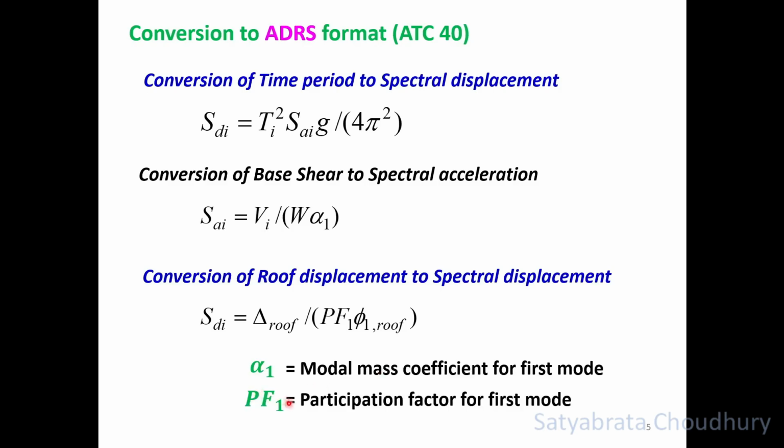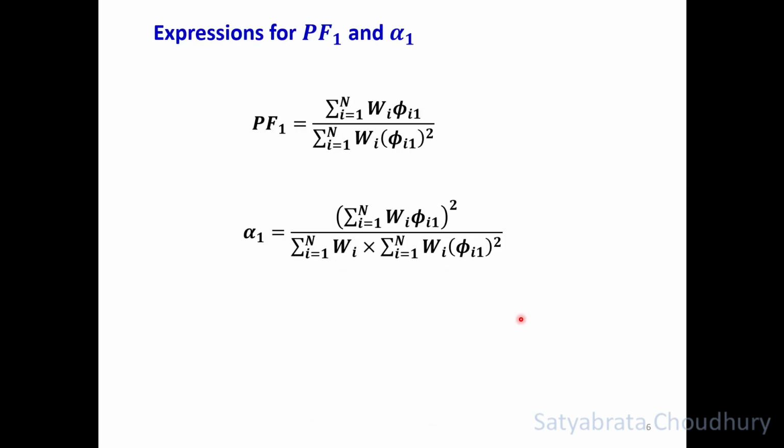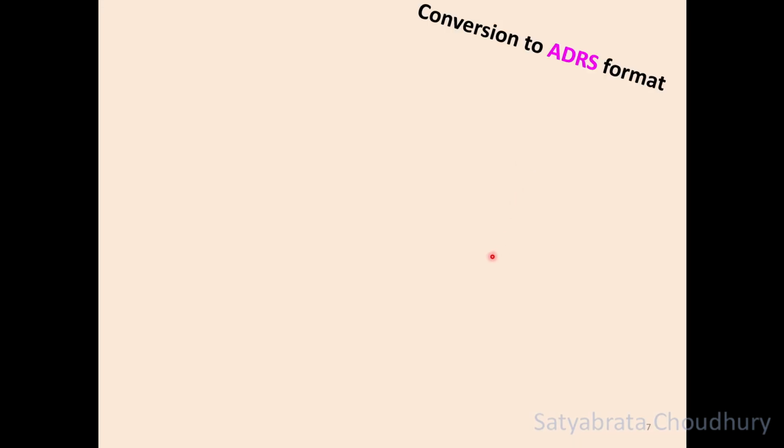So alpha 1 and PF1 are defined here. The expressions for PF1 and alpha 1 are given by these simple expressions, which involve the weight, the mode shape coefficient in the first mode, and the number of stories, the number of degrees of freedom in the system, n. Now let us see the conversion to ADRS format.